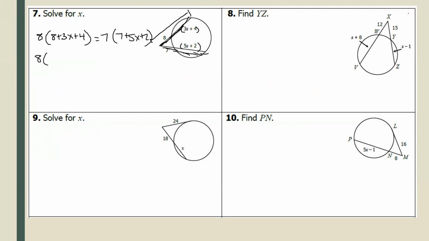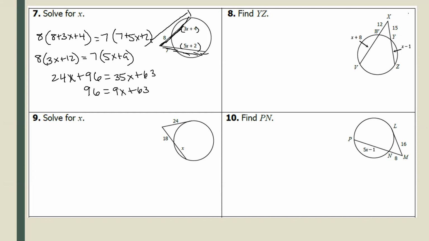I'm going to simplify what's in my parentheses first. So we get 3x plus 12, and we get 5x plus 9, and we distribute. So we get 24x plus 96. That equals 35x plus 63. So you subtract 24x from both sides. 9x.